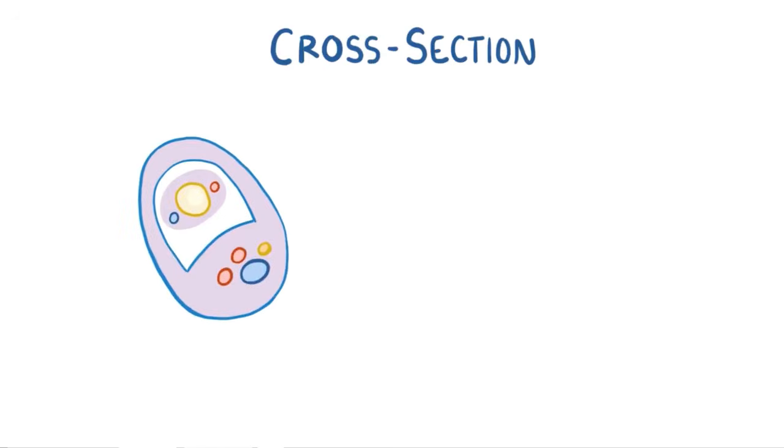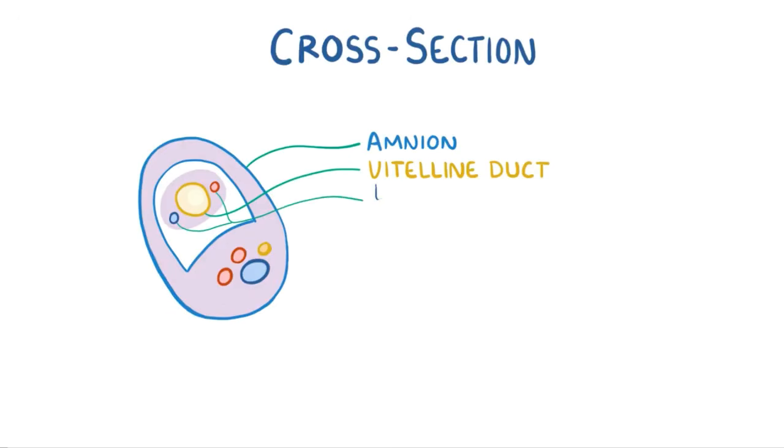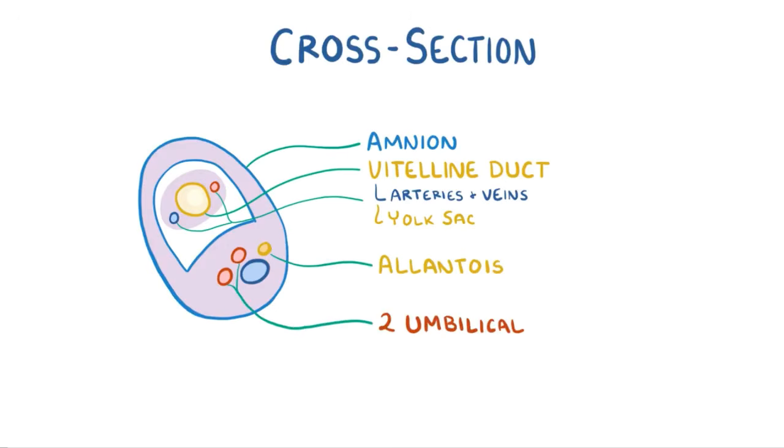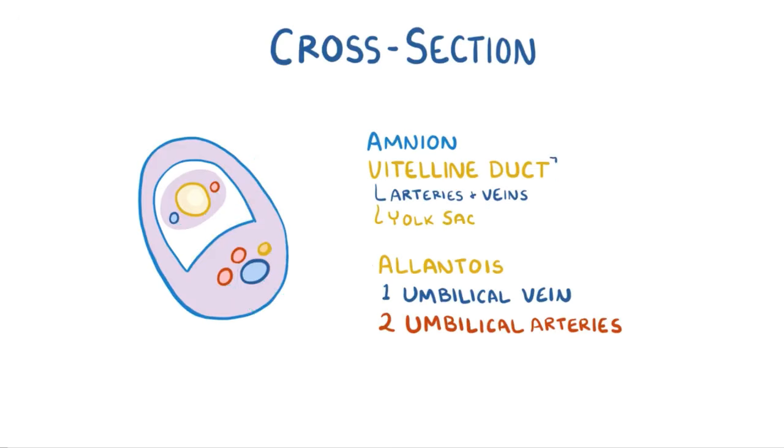So, looking at the umbilical cord in cross-section, there's the outer layer of amnion, and then there's the vitelline duct, which has its own arteries and veins as well as the yolk sac. There's also the allantois, and finally the 2 umbilical arteries and a single umbilical vein. After the formation of the umbilical cord, the vitelline duct and yolk sac start to shrink, and eventually they disappear.